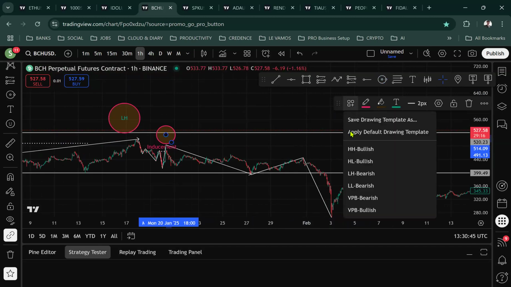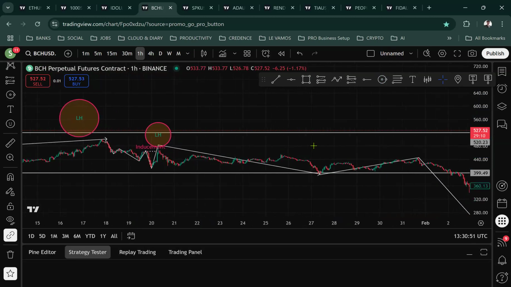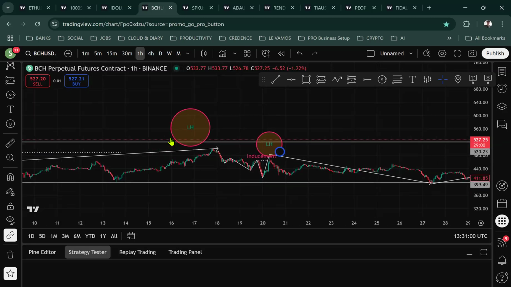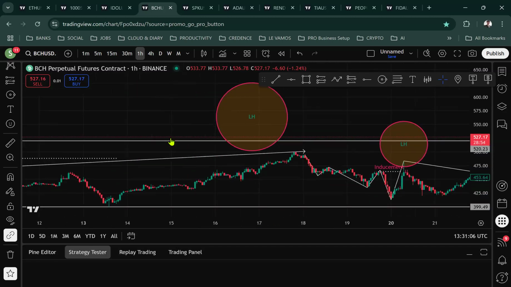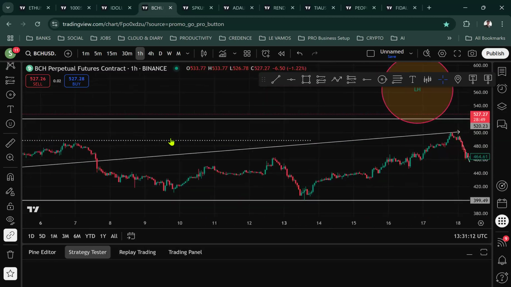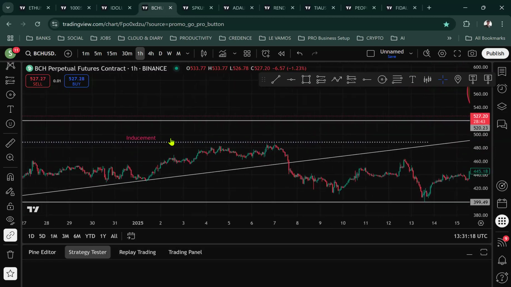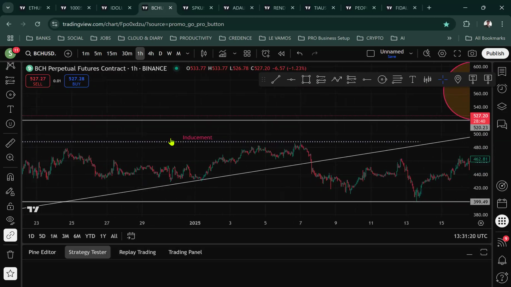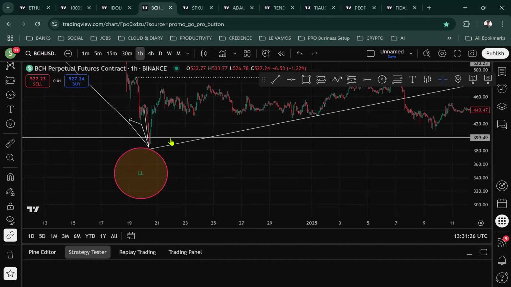This is the lower high. That is actually not a lower high, because if you switch, can you go back a little? Zoom in to the last lower low before. Yes, the last lower low. Okay, the last lower low is this one.